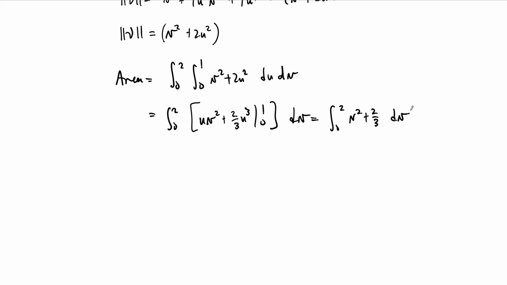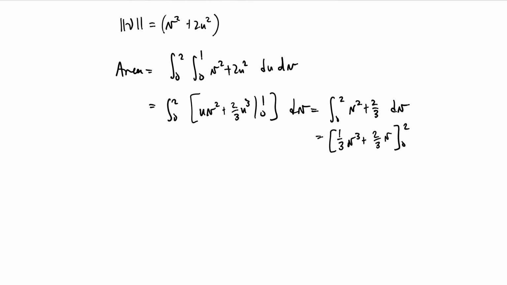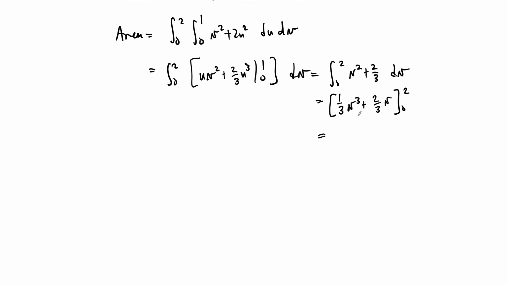And then we have to integrate that dv. This becomes 1/3 v cubed plus 2/3 v, plug in 0 and 2, and we add this all up. We have 8/3 plus 4/3 minus 0 minus 0. This is 12/3, which is 4. And so the surface area of this surface is 4 square units.